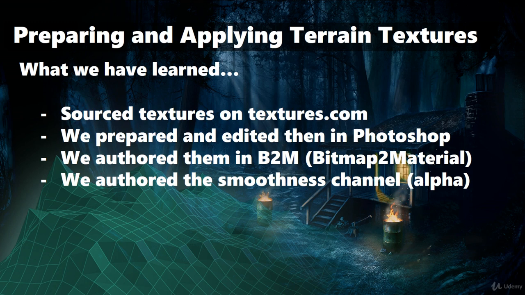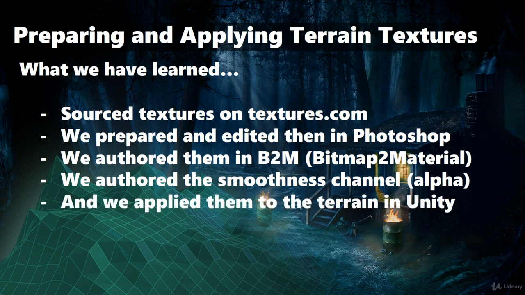So, like I said before, PBR can be quite confusing, and there's lots of different ways they use these maps and ways that they try and save memory. And copying the roughness into the alpha channel is one way of doing that, because it's quite rare you would want to use alpha in your terrain texture because it doesn't need it. And then we applied them to the terrain in Unity for a really superb result.